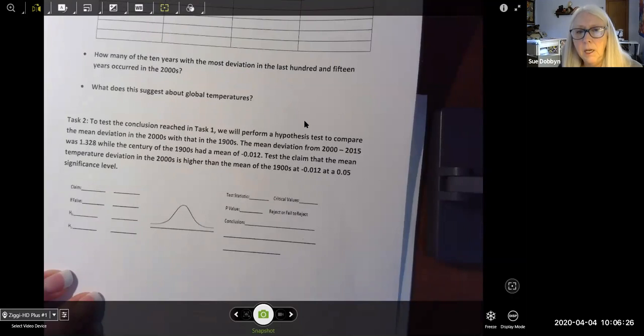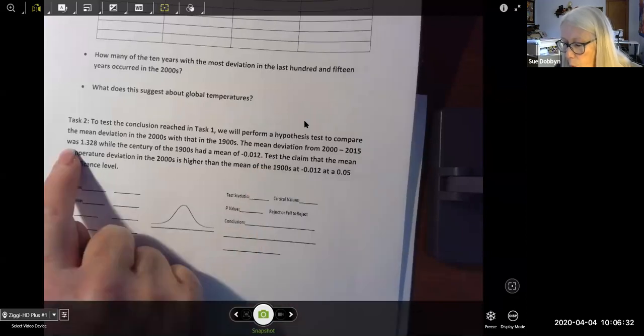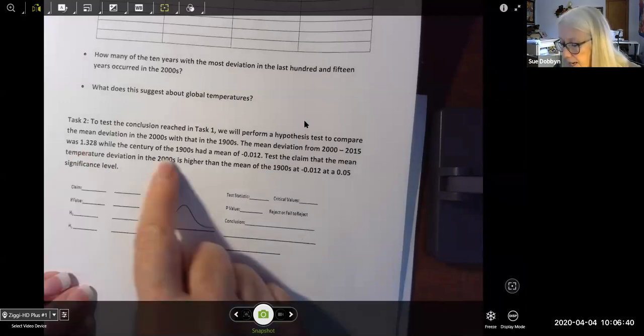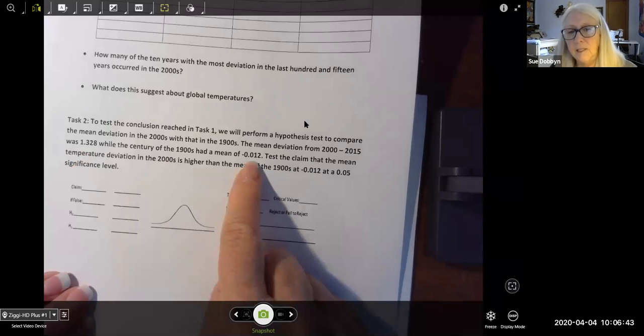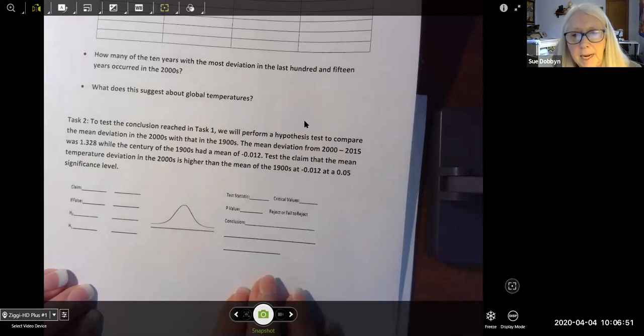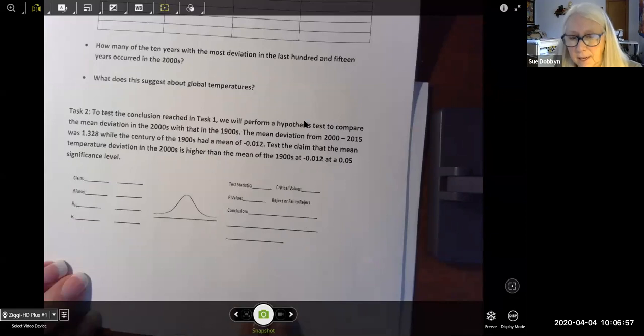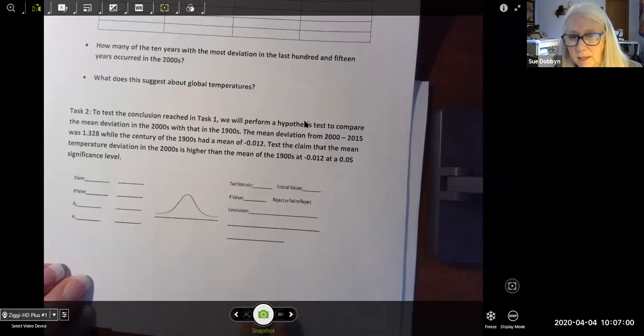So I did the work for you, and I found that the mean deviation in the 2000s so far has been 1.328, while the deviation in global temperatures in the 1900s was actually negative 0.012. And you're asked to test the claim that the mean temperature deviation in the 2000s is higher, which means greater than, doesn't it, than the mean temperature deviation at negative 0.012 with a significance level of 0.05.